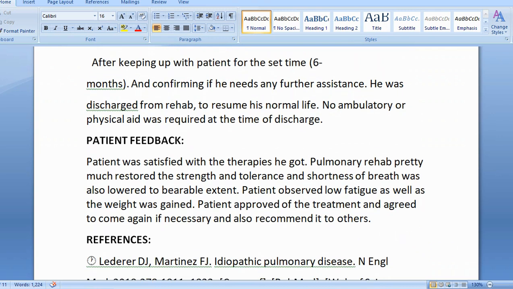Patient feedback. Patient was satisfied with the therapies he got. Pulmonary rehab pretty much restored the strength and tolerance, and shortness of breath was also lowered to a bearable extent. Patient observed low fatigue, and weight was gained. Patient approved of the treatment, agreed to come again if necessary, and also recommended it to others.